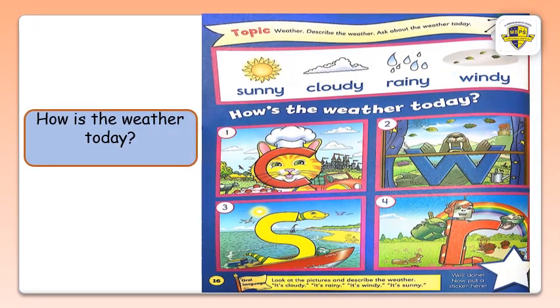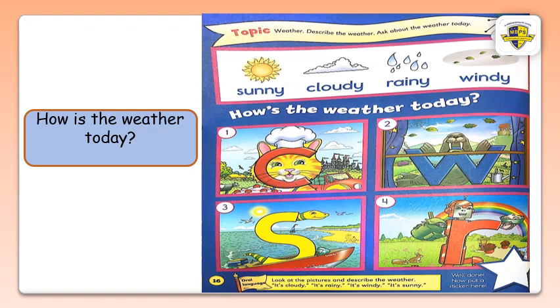How is the weather? Look at these pictures, 1, 2, 3, 4, right? And tell me, how's the weather today? Is it sunny, cloudy, rainy, or windy? Let's have a look at the first picture with Clever Cat. Can you see all the clouds in the sky? So we're going to say the weather is cloudy.